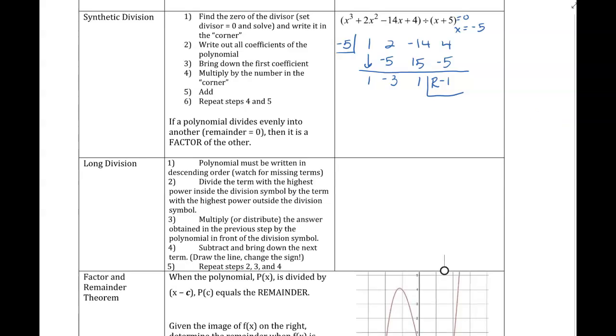The other terms are the coefficients of our answer. We're going to have 1x squared. I know it's an x squared because I take 1 away from that degree, 1 away from that exponent, minus 3x plus 1, and then plus remainder over divisor, plus -1 all over x plus 5. If you don't have that 1 out front, that's perfectly fine. I just wanted to make sure you were clear on where that was coming from.